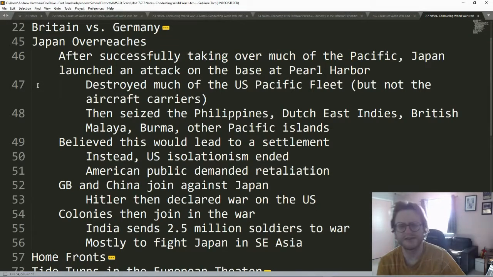This should probably turn into something about the Soviets, because as we'll see in a little bit, the Germans are going to turn on the Soviets here in a second. But let's go back over to Japan.